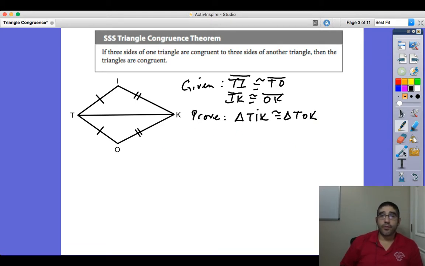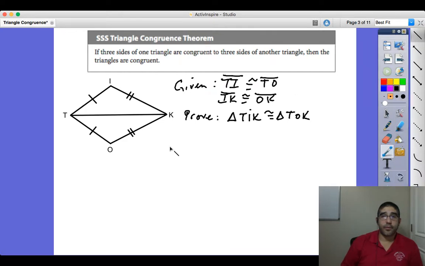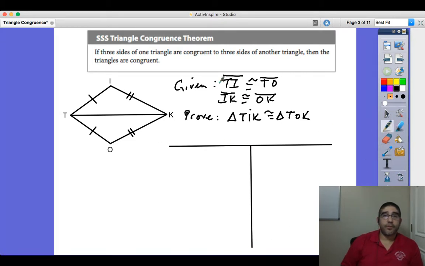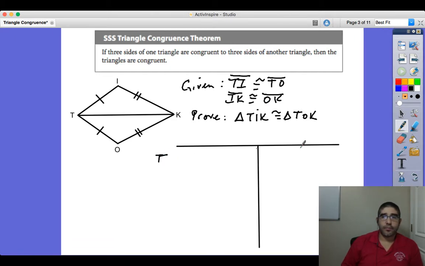All right, so here's what the proof is going to look like. We've got our two columns. Remember, two columns: one is for statements and one is for reasons. Lots of proofs that you're going to see are two-column proofs. First we start with all the given stuff. So TI is congruent to TO, and IK is congruent to OK. And that's all given. We just put it all in one line.